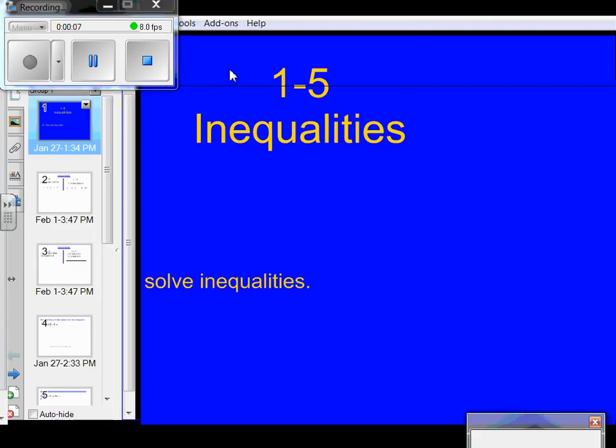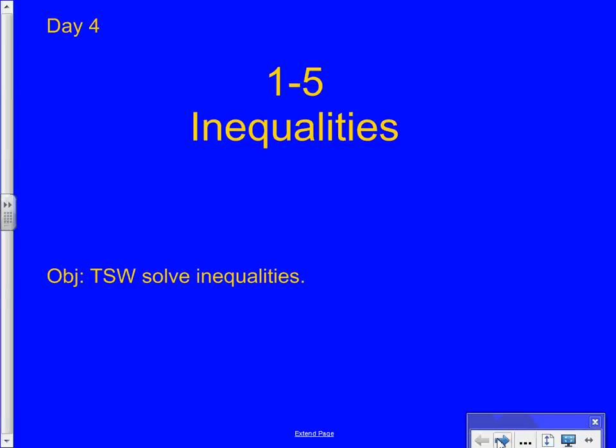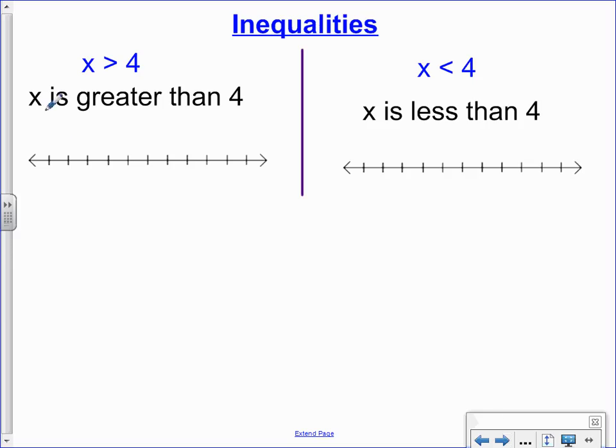Okay, today we're going to talk about solving inequalities. If you can solve an equation, you can solve an inequality. There's only a couple of rules that pertain just to inequalities, and that involves multiplying or dividing by negative numbers. Hopefully your algebra knowledge will help you with all this. If you were to read this inequality, x is greater than 4 is how you would read it.